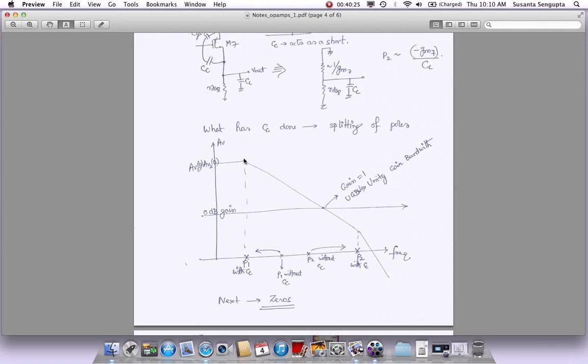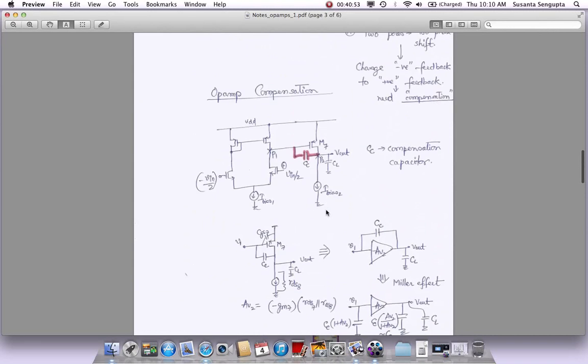Since this pole has moved in, it starts rolling down, rolling down, rolling down, and till this point we have primarily the effect from a single pole, right? The single pole will cause a 90-degree phase shift here. But now we don't have the second pole, because the second pole has been hopefully pushed far out, where we don't have to worry about the phase lag caused by the second pole. So this has become more like a single pole system.